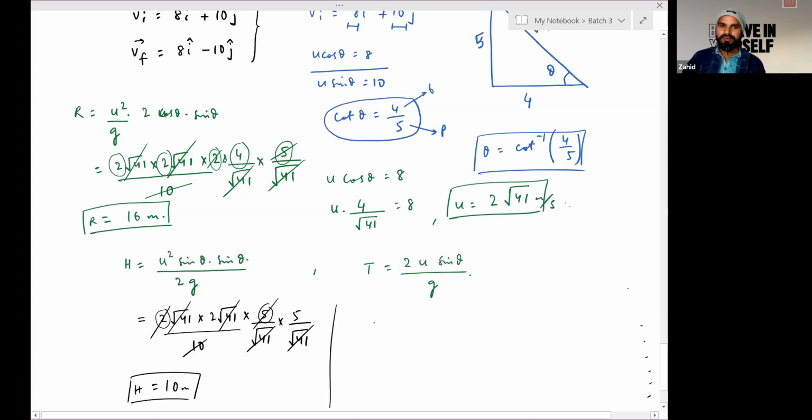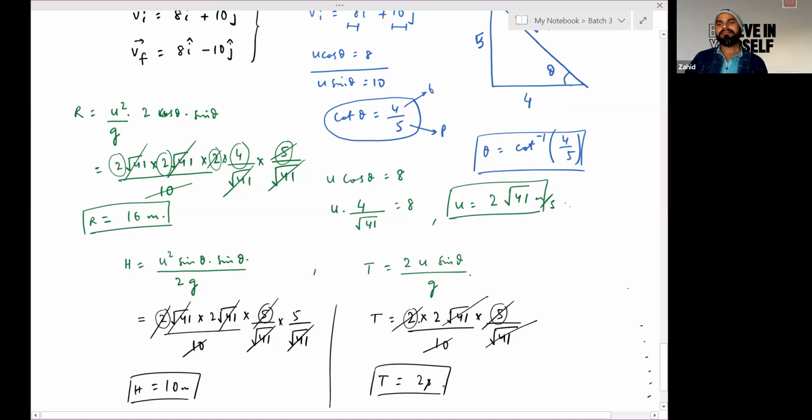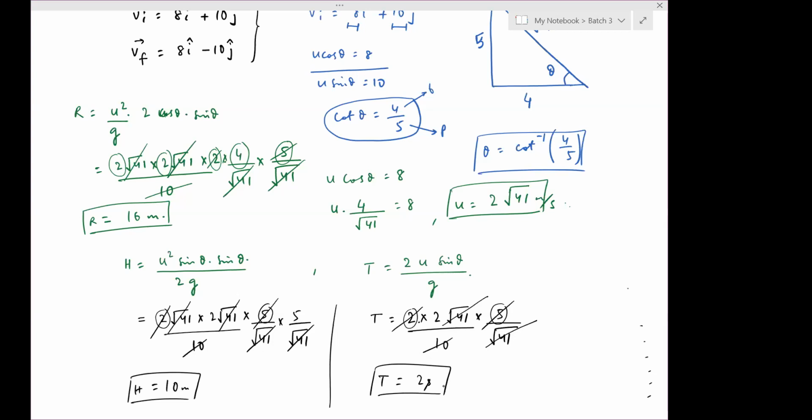Now if you put values in this second part, u is 2 root 41 and sine theta is 5 by root 41, divided by 10. Root 41 will cancel out, and this 2 and 5 will cancel out with this 10. So you are left with just 2 seconds. Is it clear, Raza? Yes, sir.